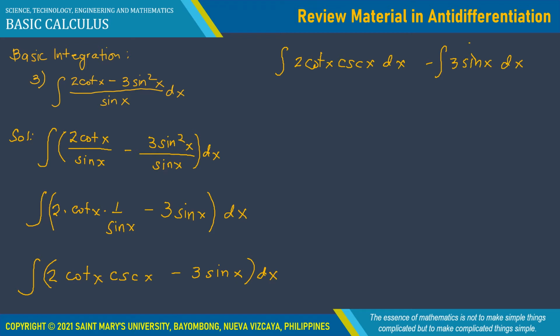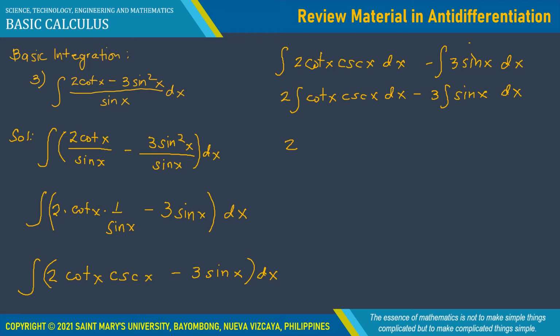So, ilabas natin yung constant. So, we have 2 integral of cotangent x cosecant x dx. Same with this. Labas yung 3. Then, integral of sine x dx. Okay na pala yung dx. Okay? Tingnan nyo lang sa mga formula nyo. Given doon ang integral ng cotangent x cosecant x dx, or kahit magkabaliktad yon, cosecant x times cotangent x, ang integral niyan ay negative cosecant x.